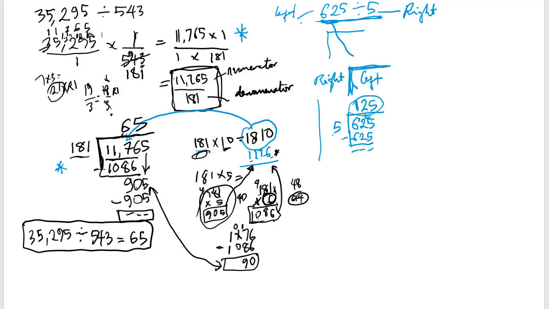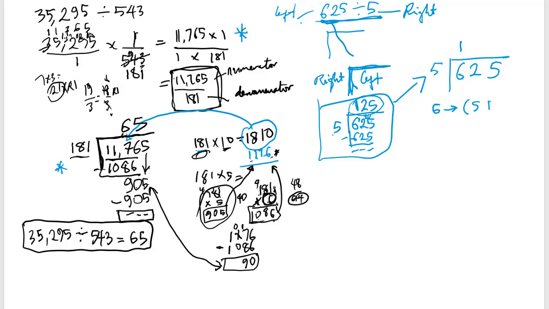Let me break down what's happening here for people that don't really understand. 5 into 6 is 1. So you have 6, which gives you 5 and remainder 1. So you have 1, and this one is what you write here.